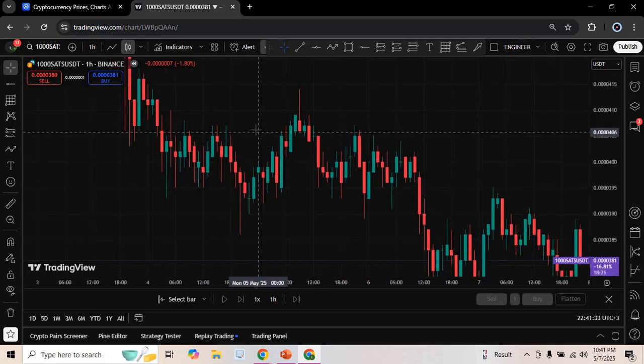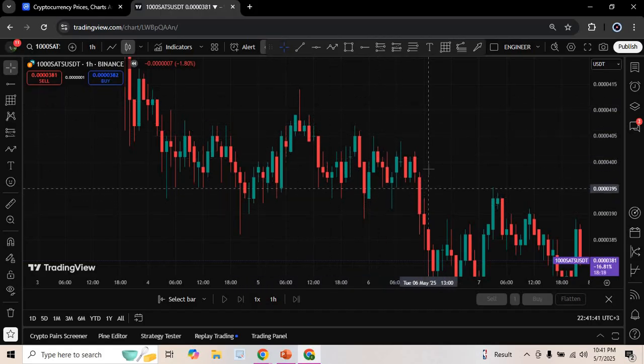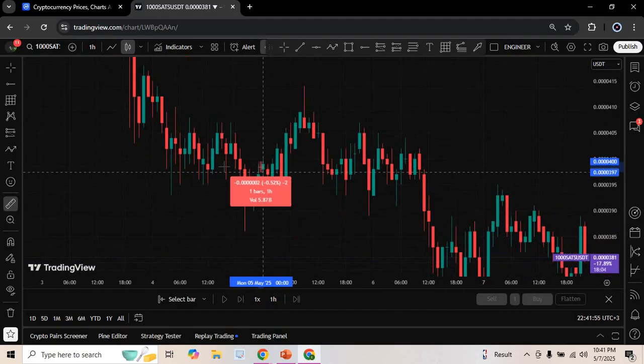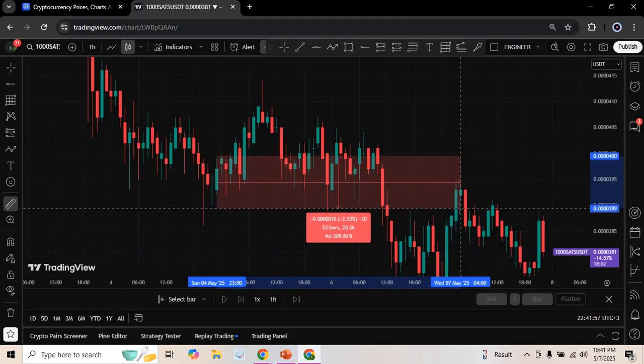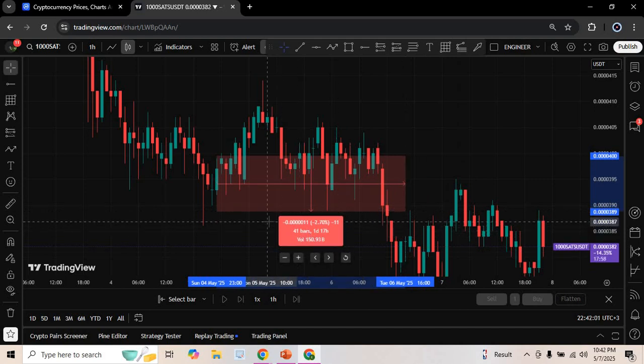For example, from this part up to this part, I want to know the number of candlesticks, the time it took for those candlesticks to be formed, the volume of those candlesticks. I'll come and use the measuring tool, this one that looks like a ruler. And how will I determine that? Come to that point of interest that I want and extend my tool like that. And it will give me all the details I want.